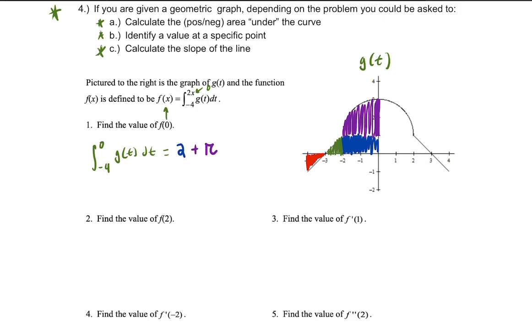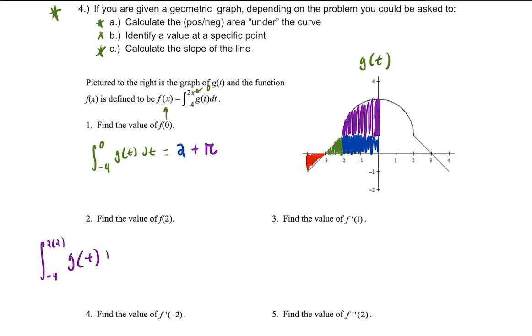All right. Then we are asked to find the value of f of 2. Okay, well, f of 2 is the definite integral. Okay, this is pretty much the same thing. If we plug in 2, this is the definite integral from -4 to, it looks like +4 of g of t. And I'm going to use a shortcut here.